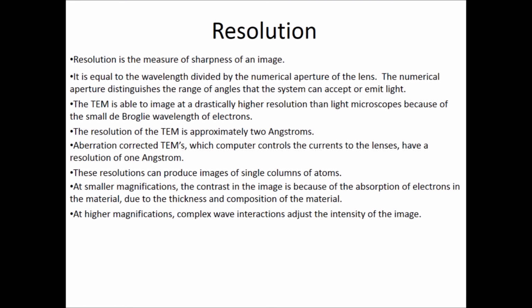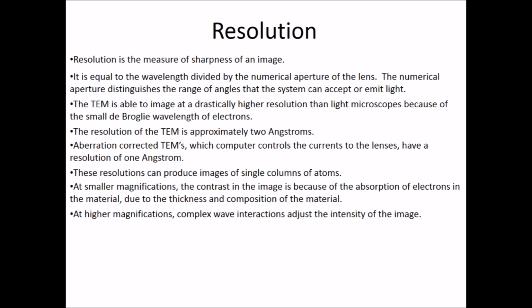Resolution. Resolution is the measure of sharpness of an image. It is equal to the wavelength divided by the numerical aperture of the lens. The numerical aperture distinguishes the range of angles that the system can accept or emit light. The TEM is able to image at a drastically higher resolution than light microscopes because of the small de Broglie wavelength of electrons. The resolution of the TEM is approximately 2 angstroms.